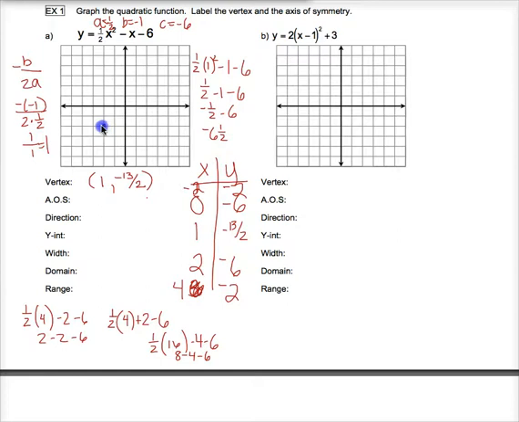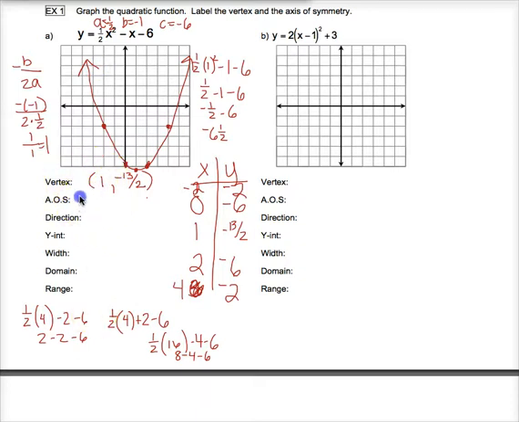So -2, -2, 0, -6, 1, -6.5, so that's just barely below our coordinate plane there. 2, -6, and then 4, -2. So that gives us a pretty good idea of the width and shape. We can draw it. Axis of symmetry should be easy to fill in.